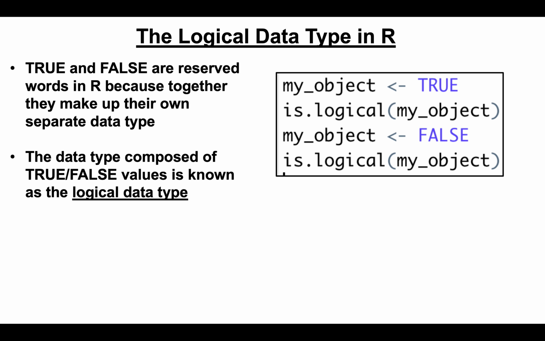And then there's the logical data type. The logical data type consists of the value true and the value false, and that's it. True and false make up the entire logical data type in R. We'll see today how very useful this logical data type can be.